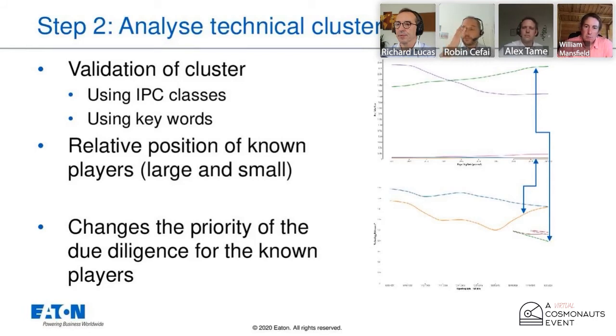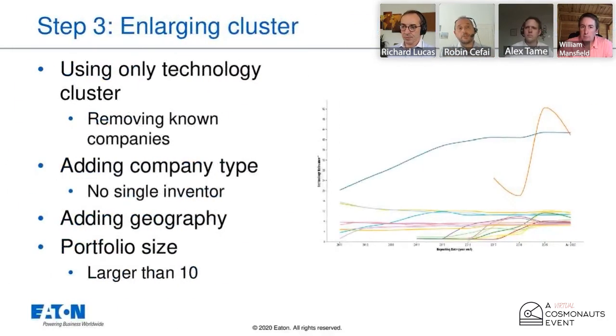So we define the cluster, starting from a sample and digging into that. We validate that cluster, and in the process, we already shuffle the deck a little bit versus what we know. And the next step is to really enlarge the cluster. So once I validated my cluster, I remove the known company, and I just throw this and say, who is out there? Who is operating in that space?